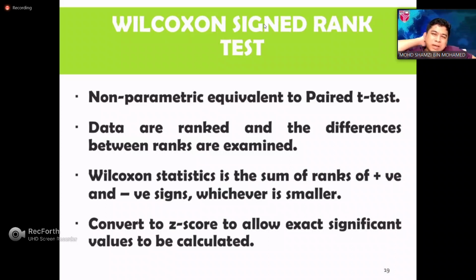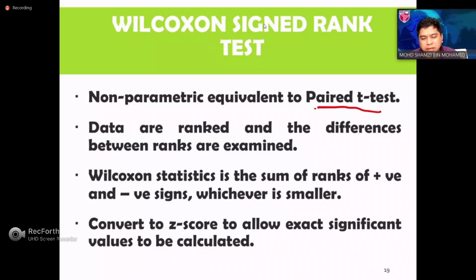Okay, so the Wilcoxon signed rank test is the non-parametric equivalent to the paired t-test. Okay, paired t-test. So similarly, data are ranked and differences between ranks are examined. Now, the Wilcoxon statistic is the sum of ranks of positive and negative signs, whichever is smaller. Okay, because this one is paired. Paired t-test means the same group, people that come from the same group, but different tests, different conditions.